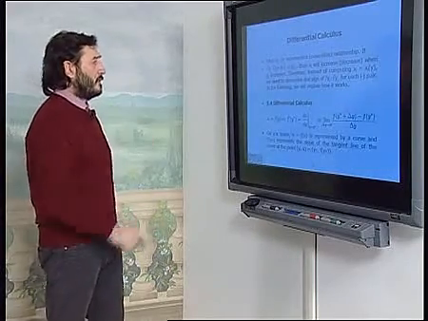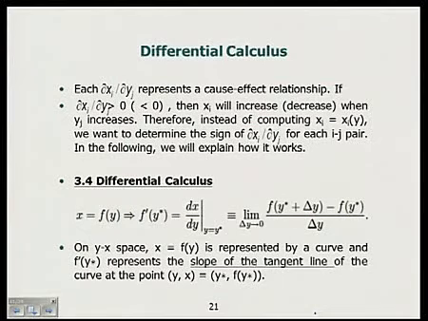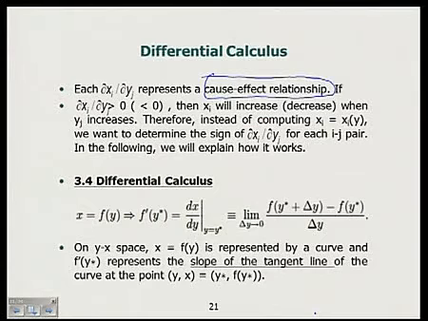Each of these derivatives represents a cause-effect relationship. Okay, this is very important. If the partial derivative of xi with respect to yj is bigger than 0 or smaller than 0, then xi will increase or decrease when yj increases. Therefore, instead of computing xi as a function of y, we want to determine the sign of each derivative, the sign for each ij pair.